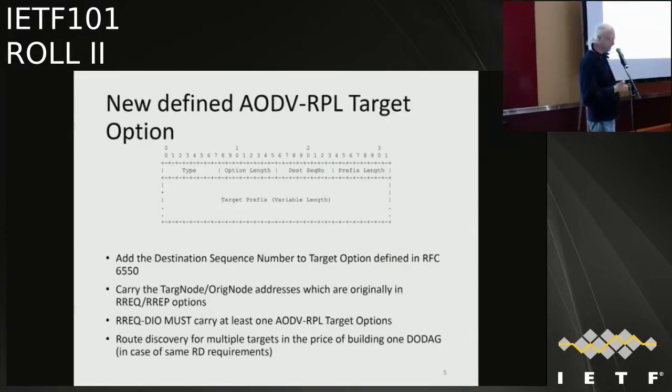So my current suggestion, and we're still under discussion, is when you have multiple targets in the target option, just to not have the sequence number. And let's see how that works, because then it just means that each target individually has to respond with the route reply. And my current intuition is that that will be okay to do.